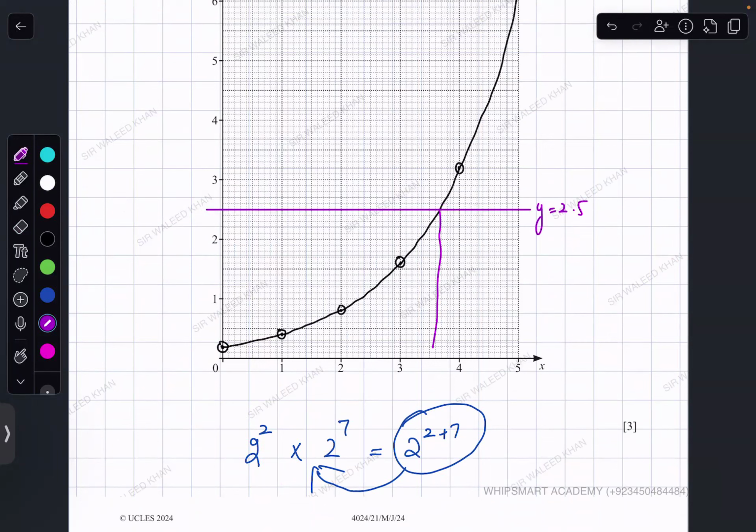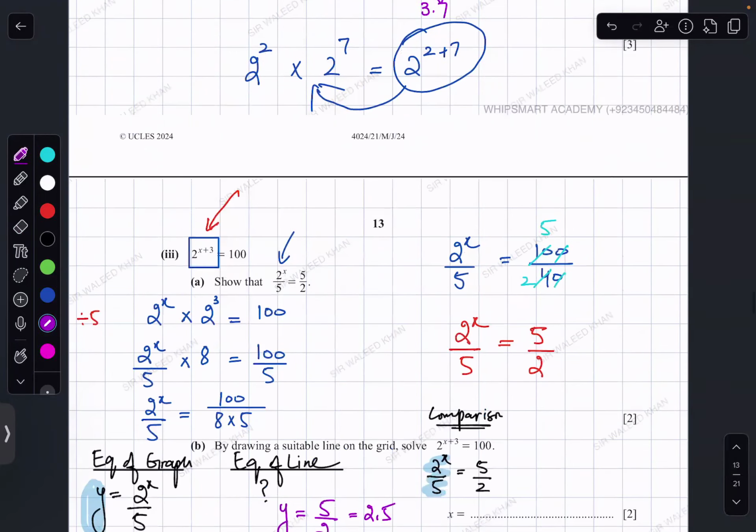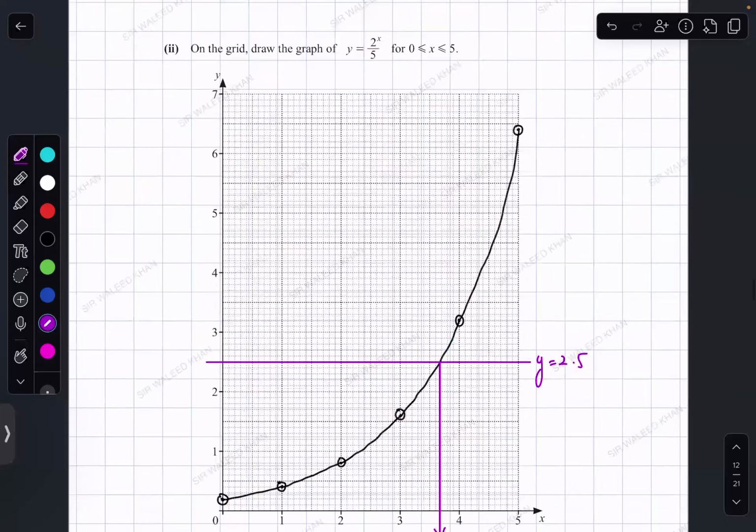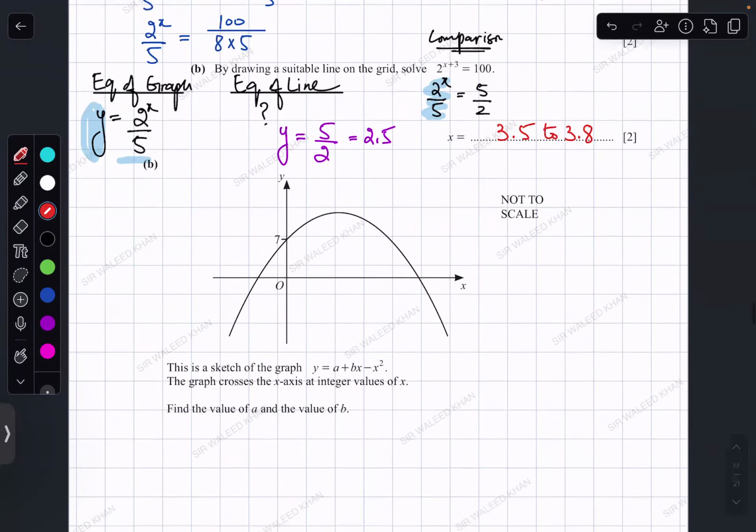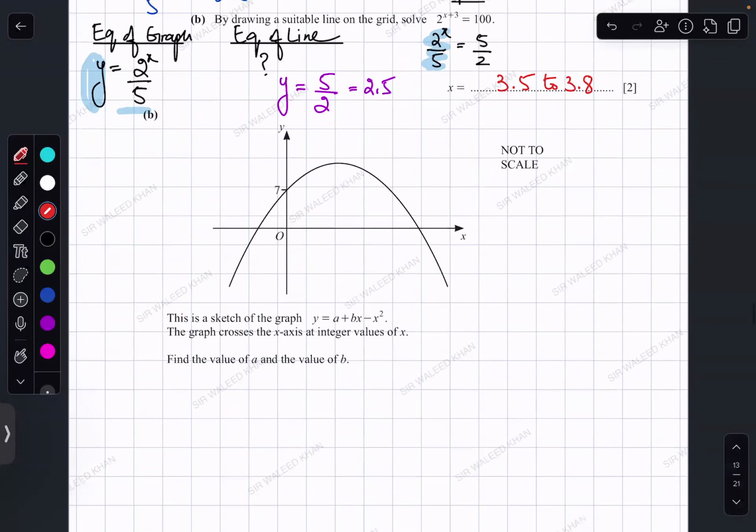So this is the point where the graph is intersecting. Let's say this is 3.7. So your answer is acceptable within this range, 3.5 to 3.8. A little bit here or there is fine. You can always round it up, round it down. 3.5 to 3.8. B part.